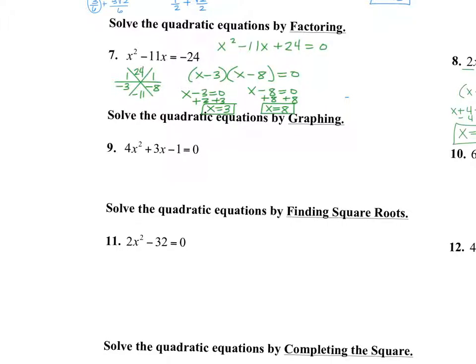Okay. Now what do you press? Second trace, 5. And intersect is what we're looking for. First curve, yes. Second curve, yes. Guess, yes. So your first answer is 0.25.